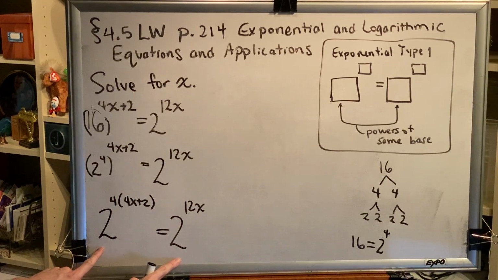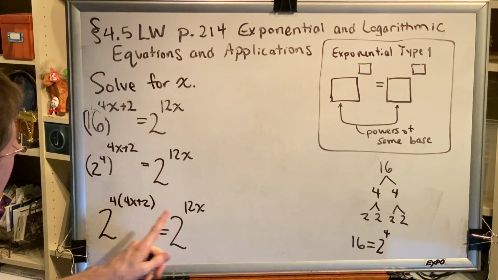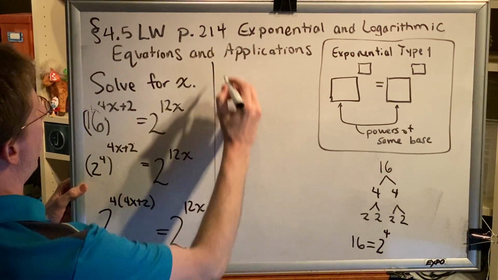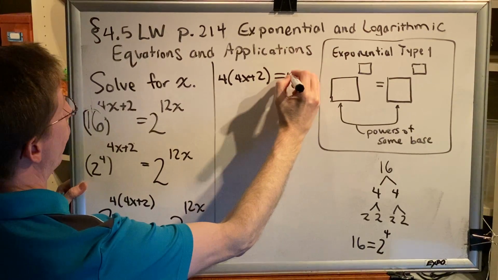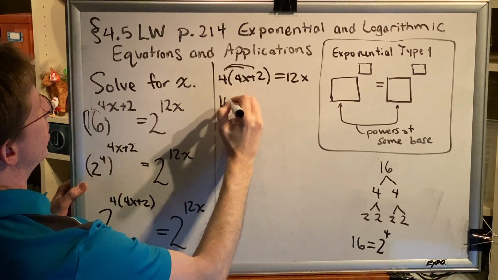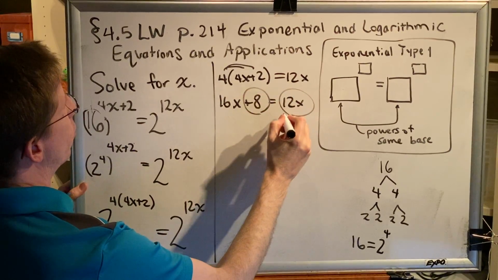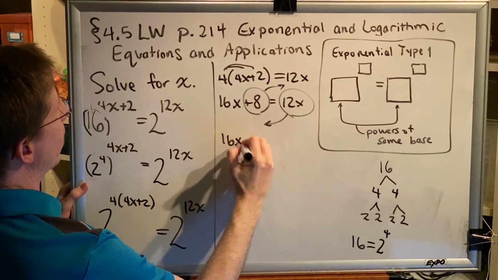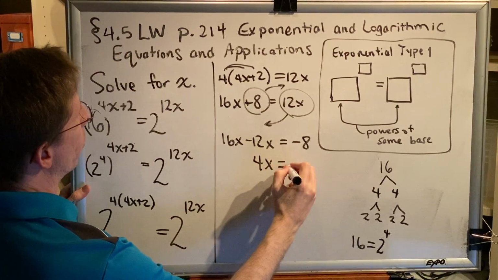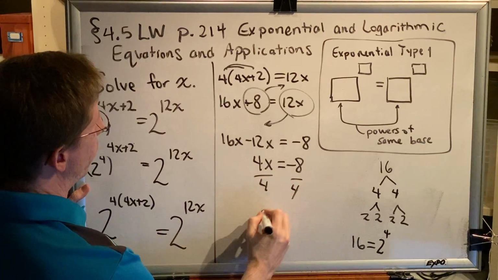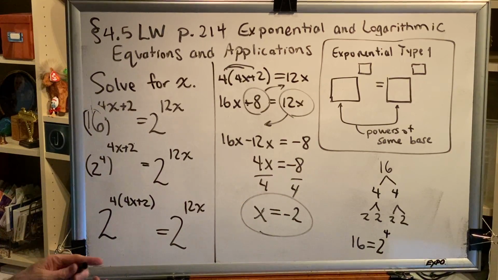All right, so now the bases exactly match. Once the bases match exactly, you don't need them anymore. Just set the exponents equal to each other. So then we're going to have 4 times 4x plus 2 equals 12x. Distribute: 16x plus 8 equals 12x. Move terms so that they're on appropriate sides. 16x minus 12x equals negative 8. 4x equals negative 8. Divide by 4 on both sides. x equals negative 2. All right, we found our solution.